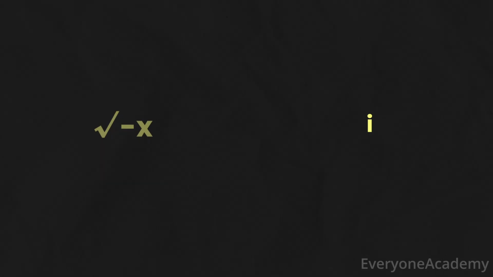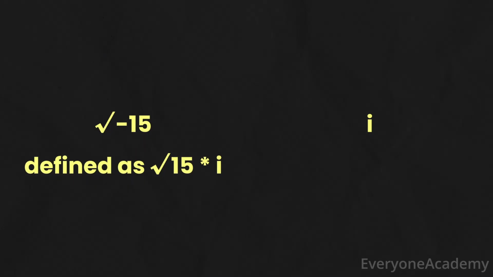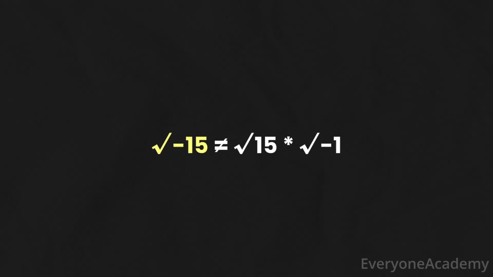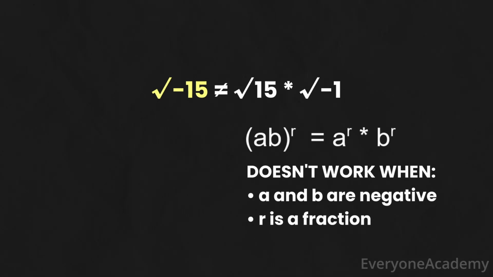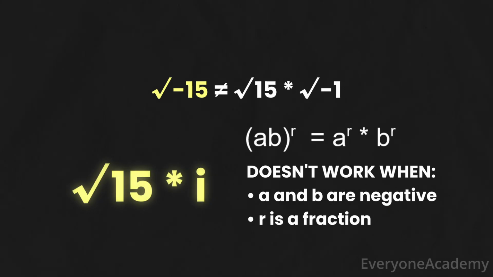The proper way to express the square root of negative x for any positive number x is to use the square root of x times i. For example, the square root of negative 15 should be written as the square root of 15 times i. This is the correct way to define the square root of negative 15, but it's not equal to the square root of negative 15 times the square root of negative 1, because of the restrictions of the power of a product rule. A and b cannot be negative, and r cannot be a fraction. This is why the true definition of the square root of negative 15 is the square root of 15 times i.